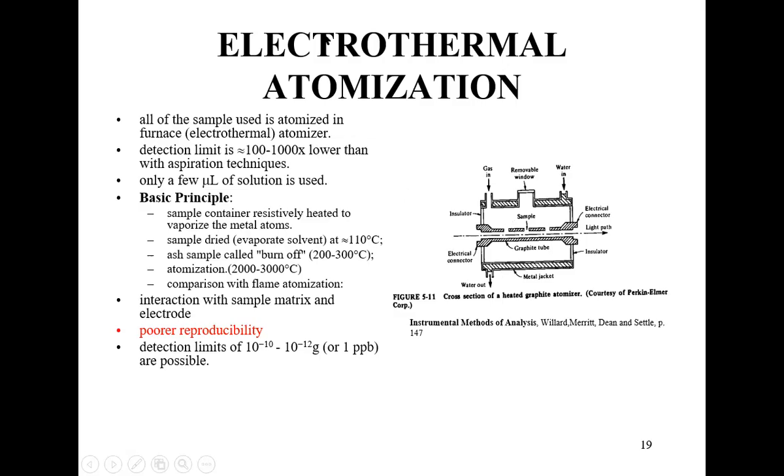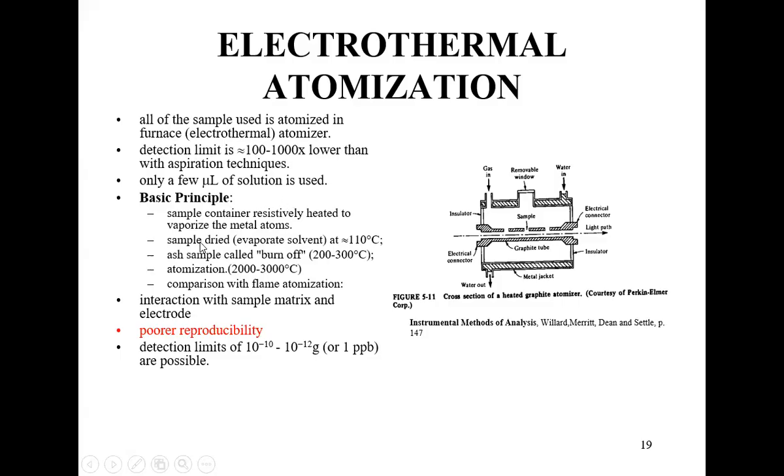So notice again what we have said. All of the sample used is atomized in the furnace, in the electrothermal atomizer. The detection limit is about, notice there, 100 to 1,000 times lower than with aspiration methods. Aspiration methods would encompass flame AA. And only a few microliters of solution are used. So those are advantages here. Detection limit is low. For example, graphite is lower than flame AA. Sometimes it can beat ICP-MS, as you would see. And only a few microliters of solution are used.